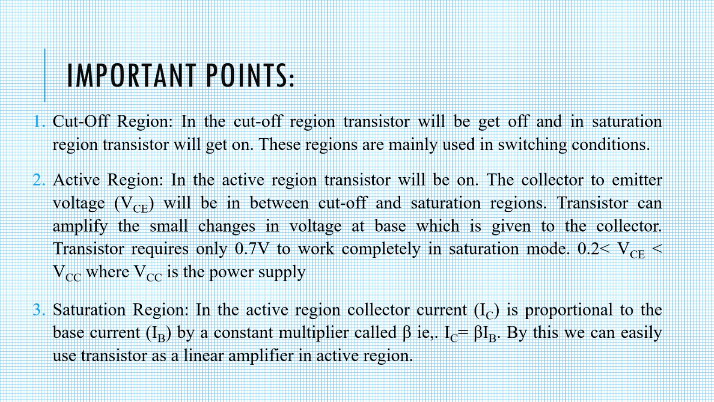Whereas the saturation region is what we just observed at point A. And in the active region, collector current IC is proportional to the base current by a constant multiplier called beta, and IC is equal to beta times IB. By this, we can easily use the transistor as a linear amplifier in the active region.